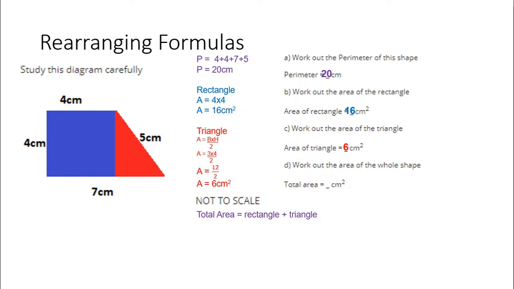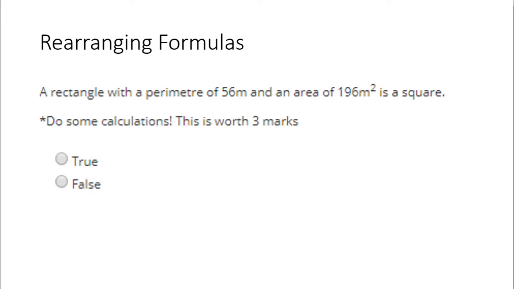That's the area of the rectangle plus the area of the triangle, which is 16 plus 6, which is 22 centimeters squared. Here's another rearranging formula question. This time we're told that the rectangle has a perimeter of 56 meters and an area of 196.